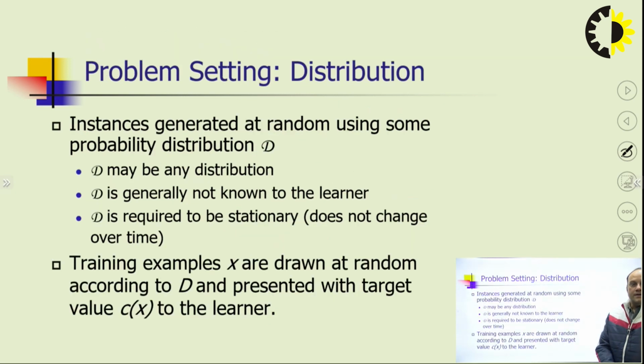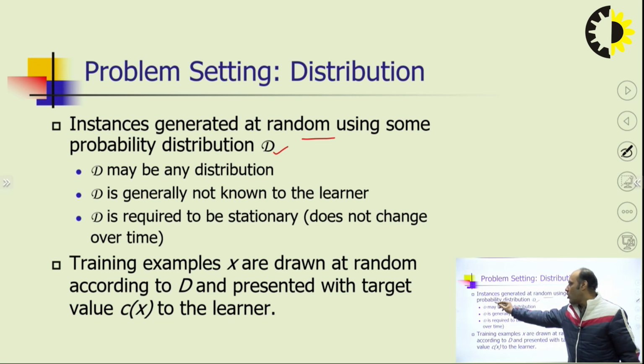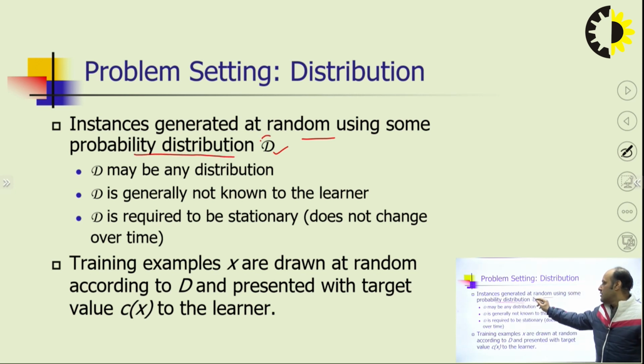Next, the instances are generated at random using some probability distribution. So we are generating the instances randomly. How are they generated? They are generated with some distribution, which we call a probability distribution, defined using this variable D. D may be any distribution. Instances are coming randomly. D is generally not known to the learner. The learner does not know how the instances are generated.